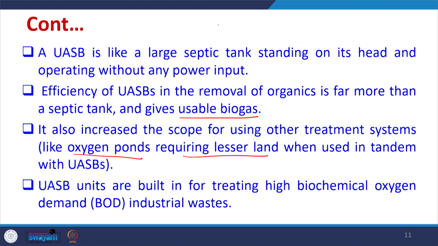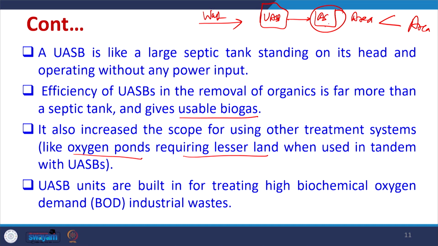So, that means, when the wastewater has certain characteristics and we use a UASB reactor first, followed by maybe an activated sludge system, then the area required for the activated sludge system will be much lesser than the area required when it is used alone. In the same way, if the water goes to the activated sludge system alone, the area required will be very, very large. So, this is the difference and this is the main benefit, and also we are getting a lot of biogas.